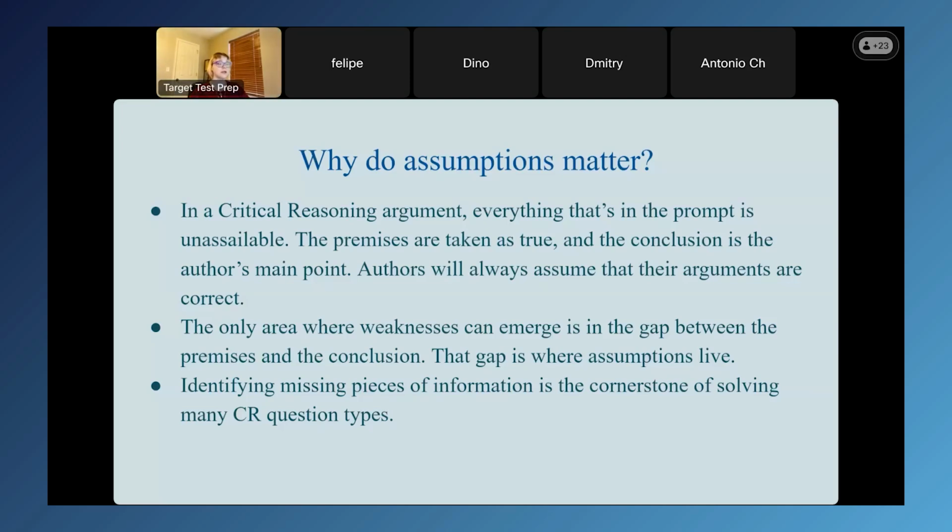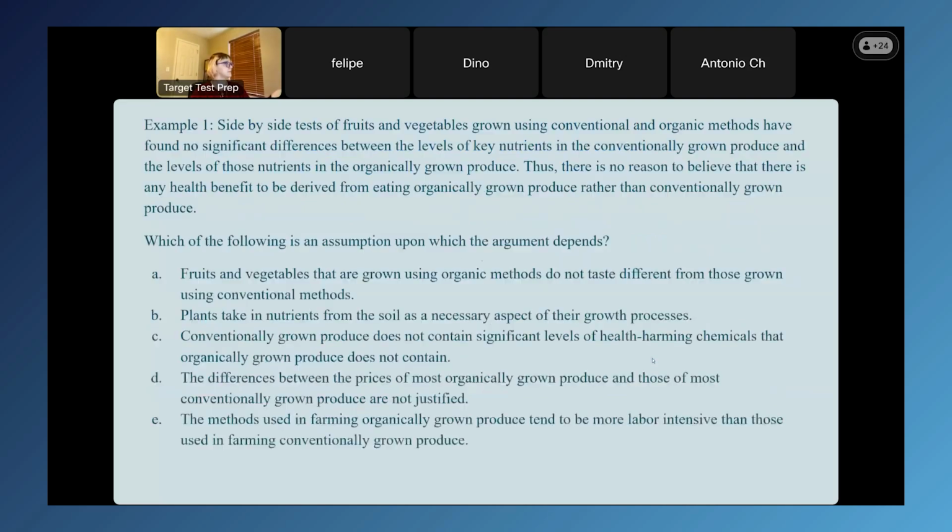And of course, with assumptions, we are looking for necessary assumptions. So any assumption that we have that is necessary, the conclusion would not be able to follow from the premises if it wasn't true. And then let's start with our first example. I have a poll that I will open.